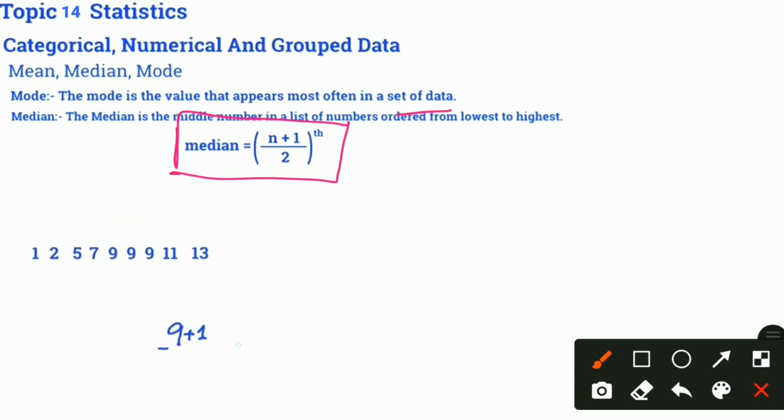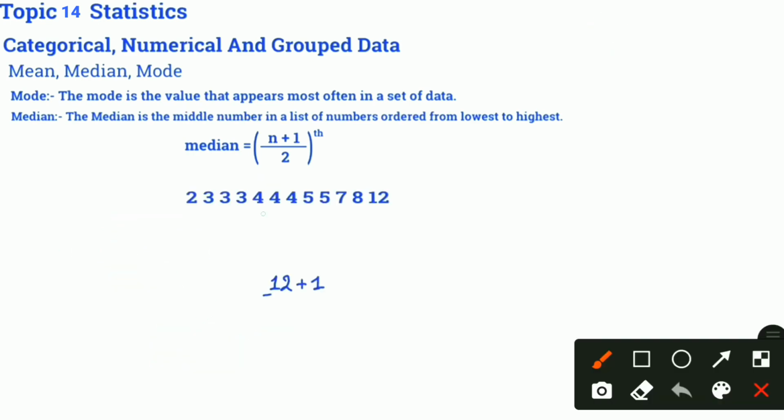First we put the numbers in ascending order and then we try to find the median. The position is the total number plus 1, upon 2. This is the median. Okay, so we need to find the median of these numbers.